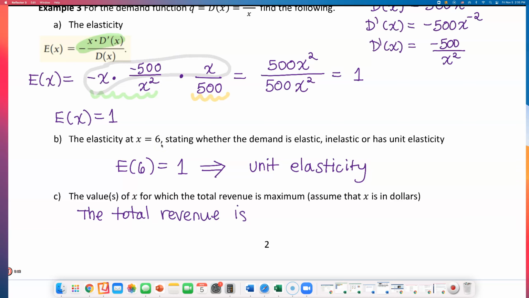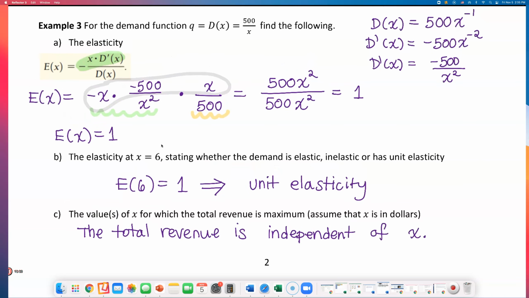is independent of the price X, the price doesn't matter. The total revenue is maximized no matter how expensive or how cheap this price is. But that is how you can do this very last example.